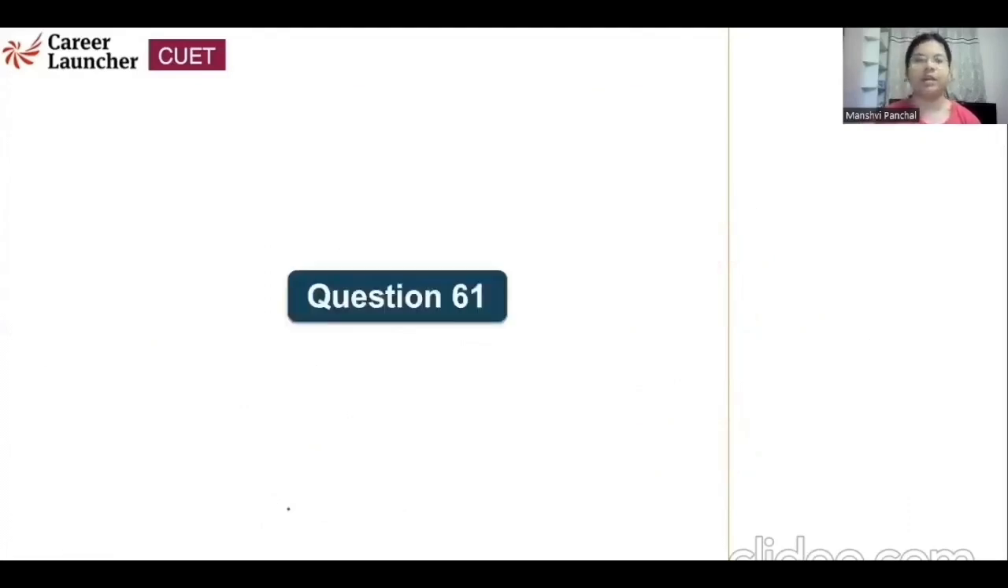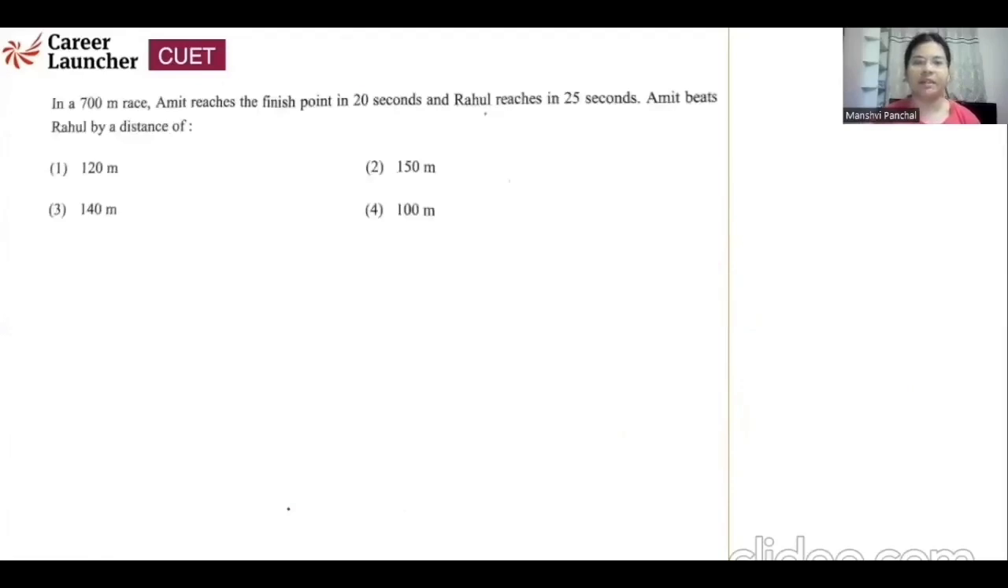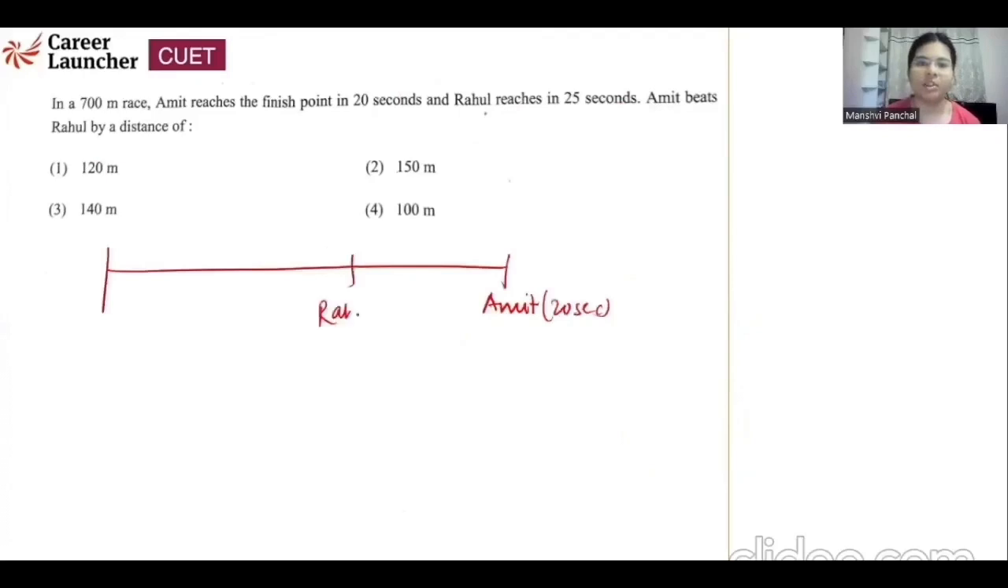Question number 61. In a 700-meter race, Amit reaches the finish point in 20 seconds and Rahul reaches in 25 seconds. Amit beats Rahul by a distance of. So let's say this is Amit at 20 seconds, and Rahul must be here at 25 seconds. So we just need at 20 seconds. He is taking 5 seconds to cover this distance, right? So we have to find this distance x.